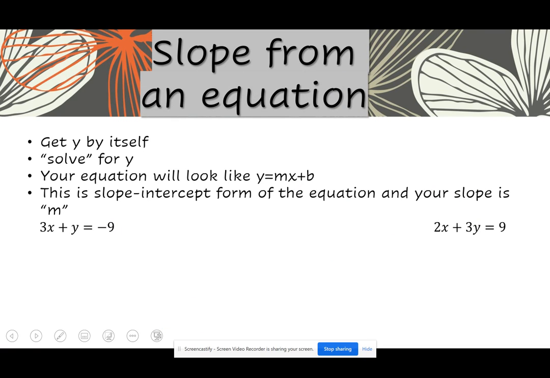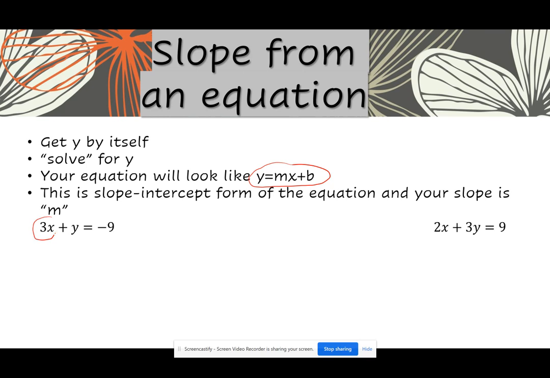Lastly, we're going to find slope from an equation. So this one might be the hardest one. We're going to try to get y by itself, or solve for y, so that our y will be by itself on the left, and our equation looks like y equals mx plus b, which is actually slope-intercept form, which is what we're going to be doing next. And your slope would be m.